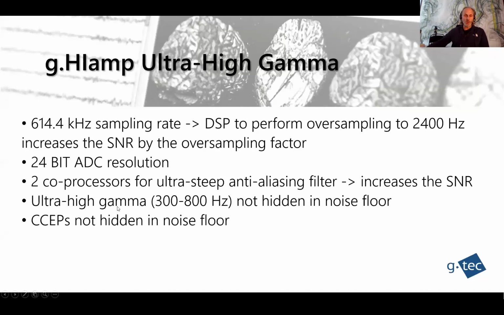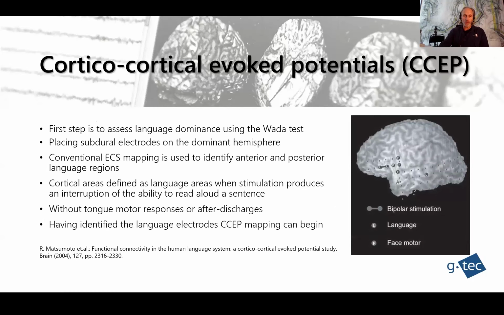So like mentioned before, this ultra high gamma is not hidden in the noise floor. This enables us also to do cortical evoked potentials. So Dr. Kamada will also speak about them. These CSEPs are very small and they could also be hidden in the noise floor. And with our high-end technology, we can actually get also these. And this leads me to the explanation of CSEPs.